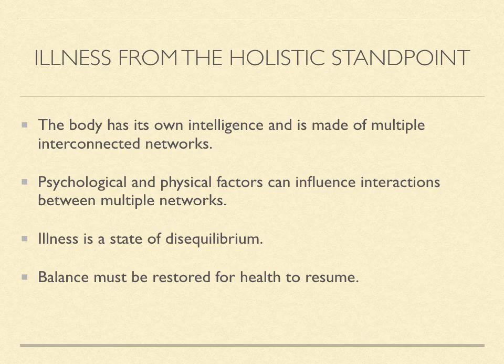So the complex system makes illness itself a much more multifactorial issue. In the holistic view, psychological, spiritual, and physical factors can influence interactions between multiple networks. So emotions can influence a network, which will in turn influence another network, which will in turn influence a physical part of the body like an organ. In this view, illness is a state of disequilibrium, and for health to resume, balance must be restored. So that state of disequilibrium must be fixed so that equilibrium is found again.